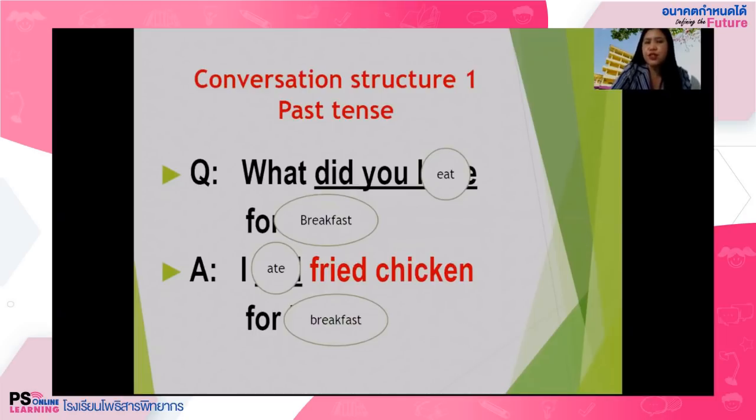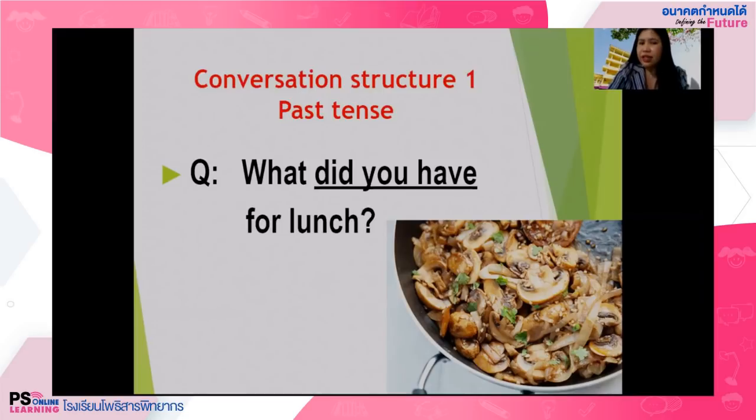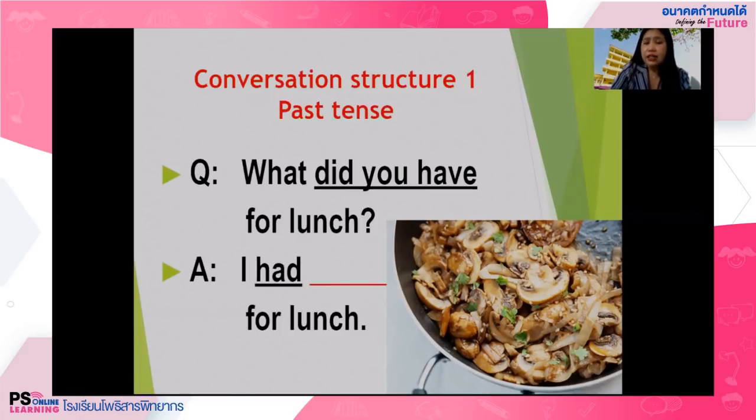For a question, you have to use did, and when you answer, you have to change the main verb into past tense. Okay, so let's use this. Look at this. What is this? What is that dish? Mushroom. Okay, so what is the name of the dish? And then the question is, what did you have for lunch? Use this as your answer. I had sauteed mushroom for lunch.